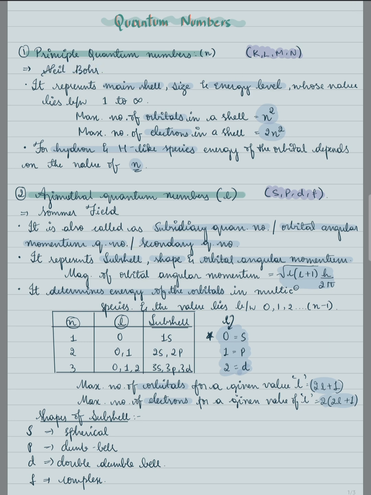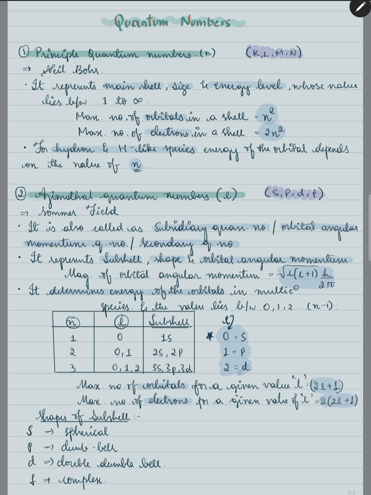The magnitude of orbital angular momentum for the azimuthal quantum number is given by root of L into L plus 1, h upon 2 pi. It determines the energy of the orbitals in multi-electronic species, and its value lies between 0 and n minus 1. Basically, the star which you can see here is an important thing.